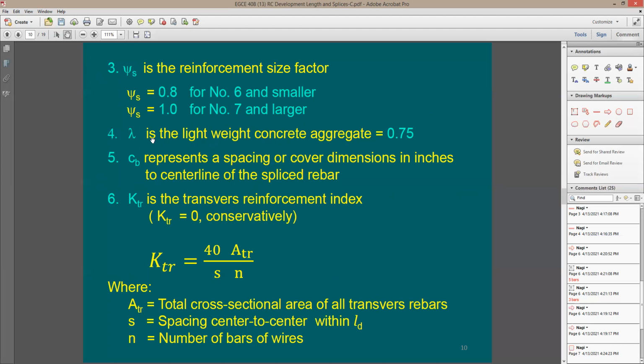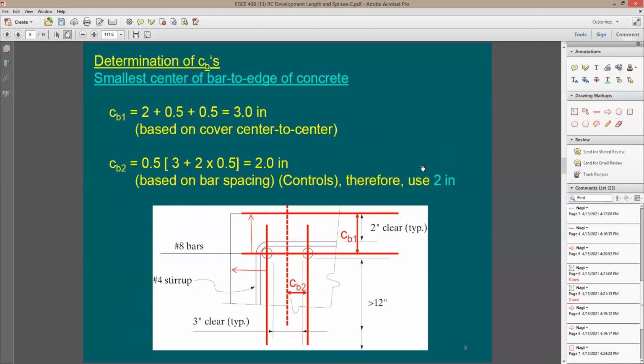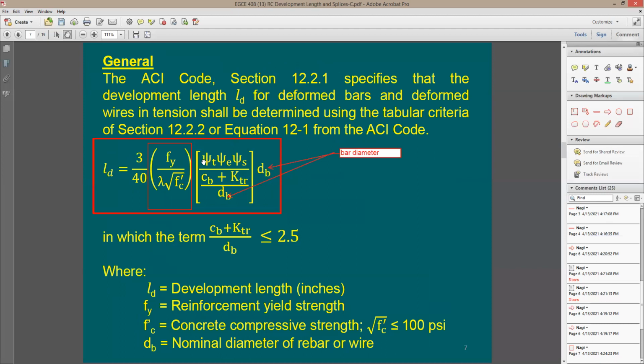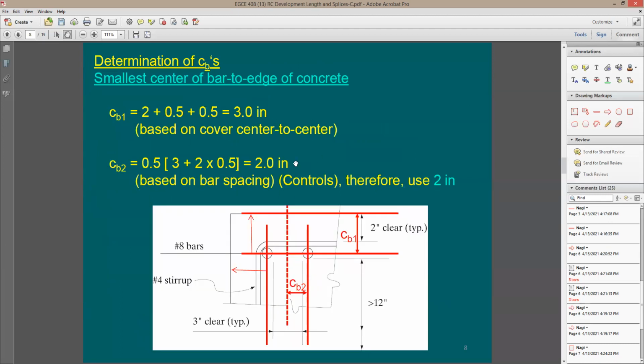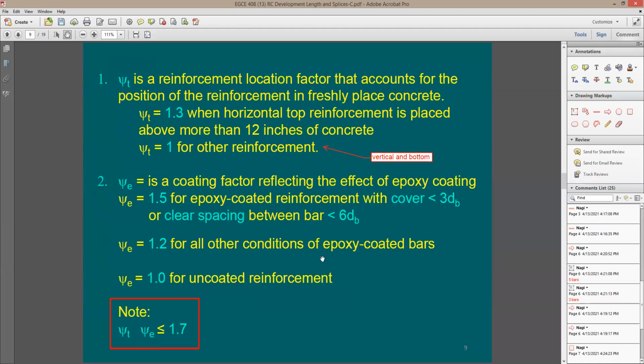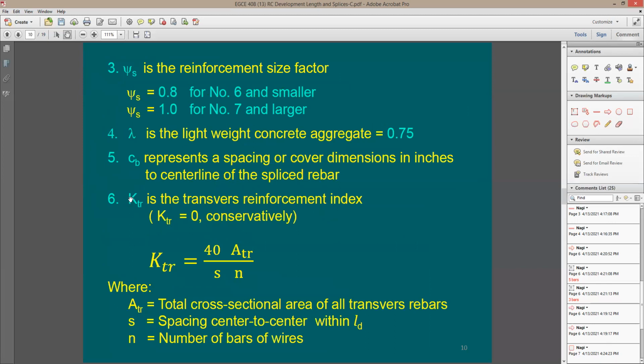Other item, the lambda factor that we talked about, which is 0.75 for lightweight aggregate, for lightweight concrete. C sub B, we discussed it. So I said that I have 5 factors. What are the 5 factors? 3 size, 1 CB, and KTR. Now we cover the 3 size and the CB. We say here's the CB, and here's the size. Now how about KTR? It says it depends on the amount of transverse reinforcement.